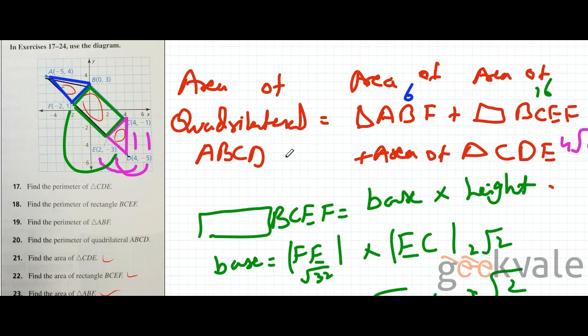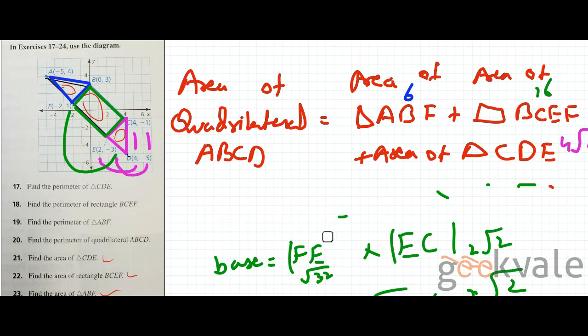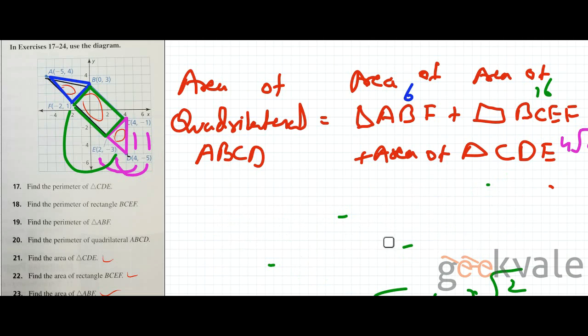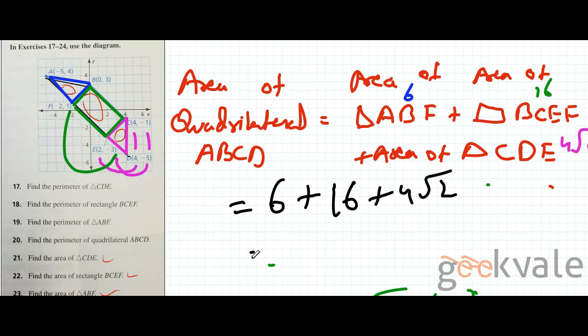Now we have calculated all these areas. So now to calculate the area of the quadrilateral, all we need to do is add them up. So let's get rid of that. So the area of the quadrilateral ABCD will be equal to the area of the triangle ABF, which is 6, plus the area of the rectangle 16, plus the area of the triangle CDE, which is 4 square root of 2. So the final answer will be 16 plus 6 will be 22, right? Plus 4 square root of 2 square units. So you can add this up, and that will be some answer in decimal form. And I don't have a calculator right now, so I cannot calculate it. You can check it by yourself.